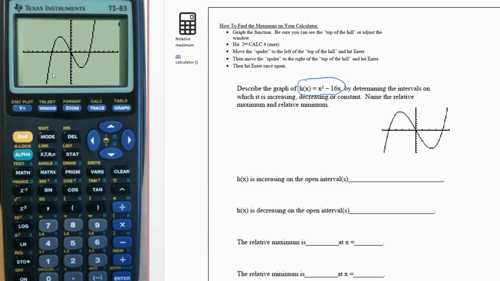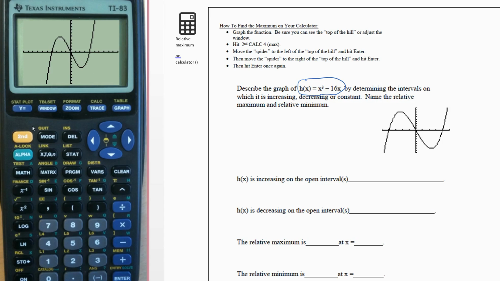There we go. Okay, so by leaving the x values the same and just changing the y scale, we were able to now see it. Now let's look at what this graph is doing. We're increasing until this relative max, and then we're going to decrease until this relative min, and then we're increasing again after that. So we really need to find this relative max and this relative min.